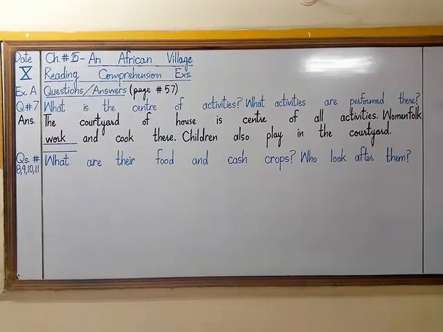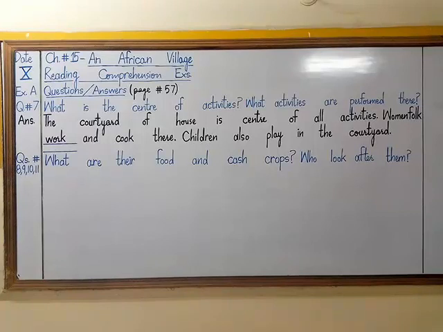I have combined 4 questions together. Questions number 8, 9, 10 and 11. Question number 8 is, what are their food crops? Question number 9, what are their cash crops? Question number 10, who tends the food crops? And question number 11, who tends the cash crops? So I have combined these 4 questions together and made one question, because these 4 questions are combined and asked in the board paper. Like the one I have written on the board: what are their food and cash crops? Who looks after them?